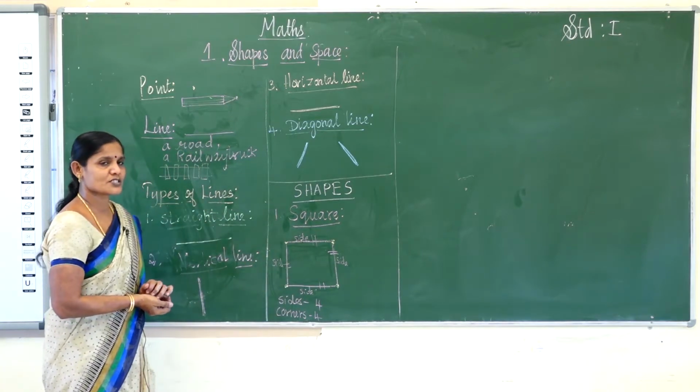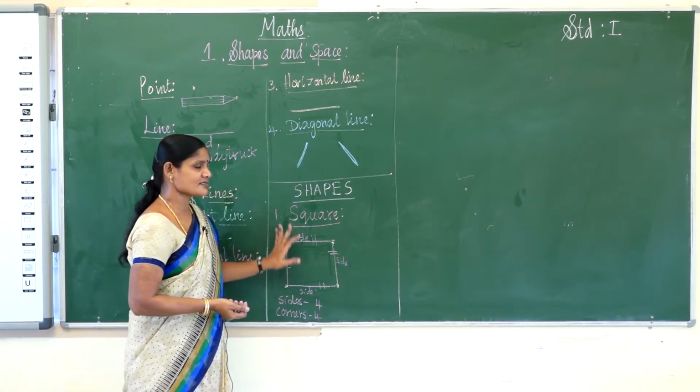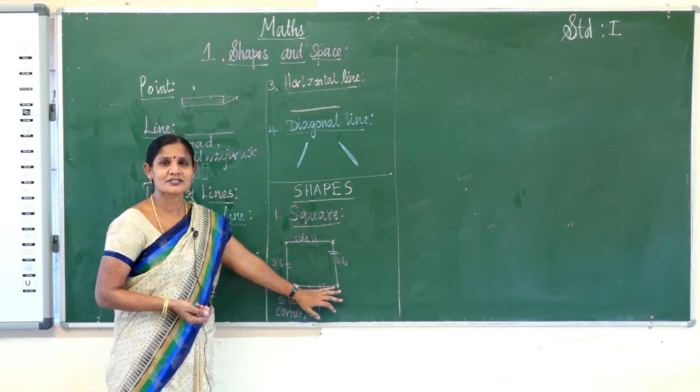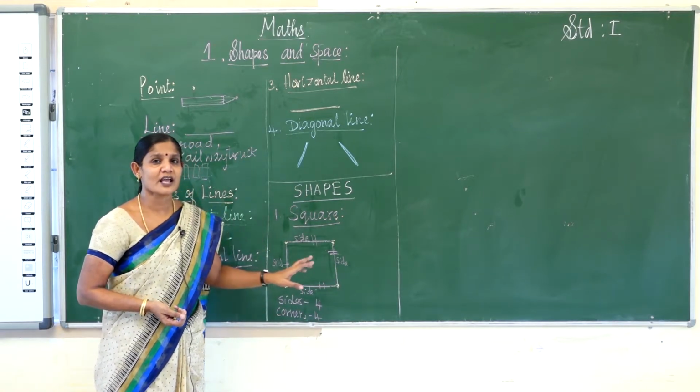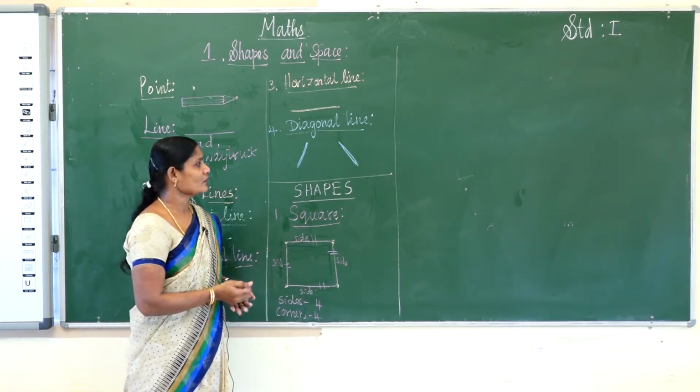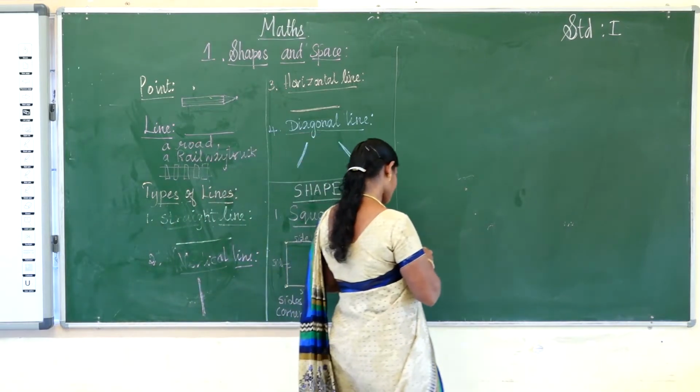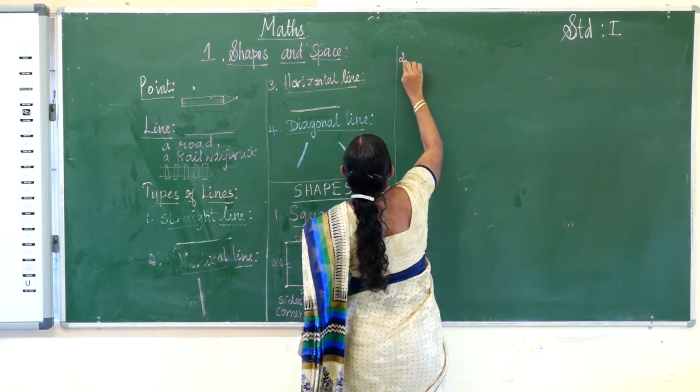So these 4 sides are equal. This is the square. What is an example of a square? The photo frame is an example of a square. Okay, next we see a rectangle.